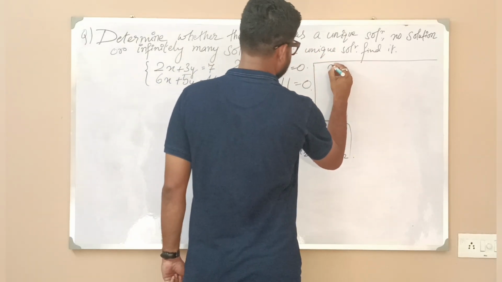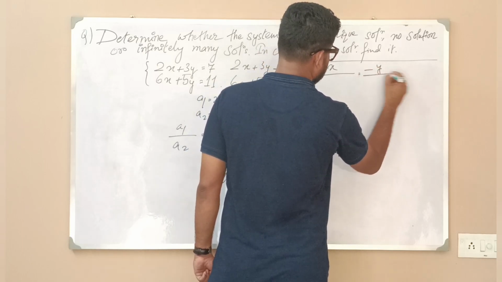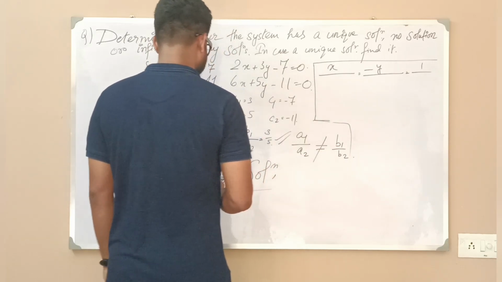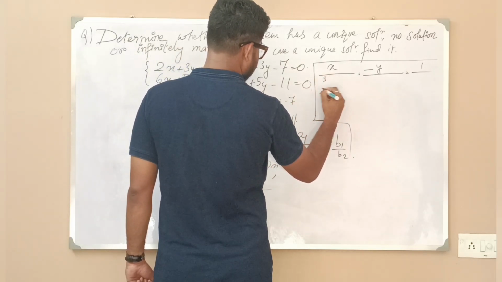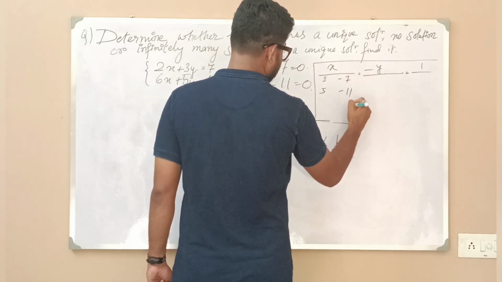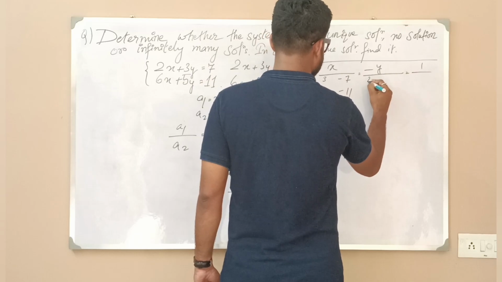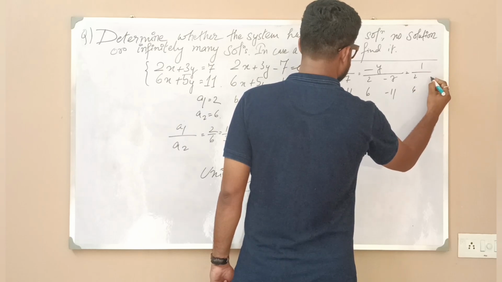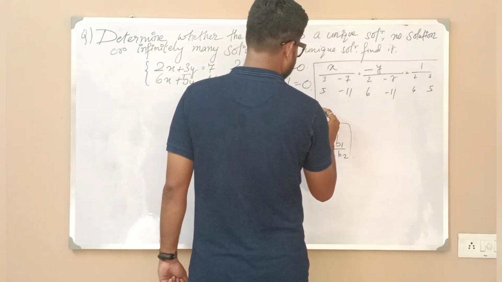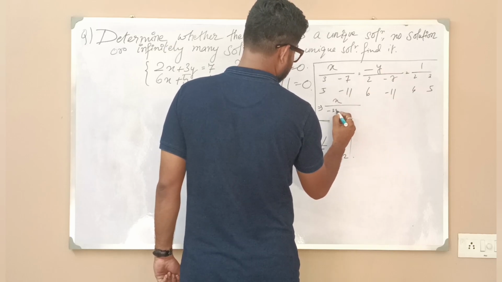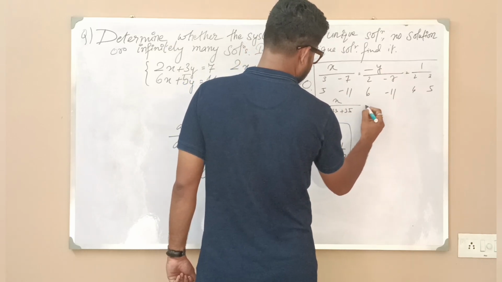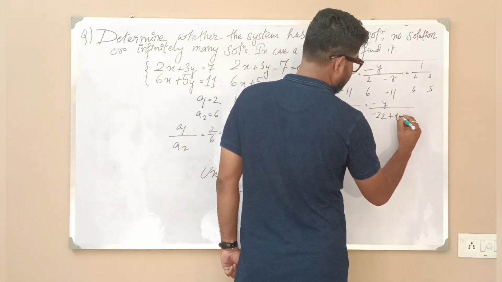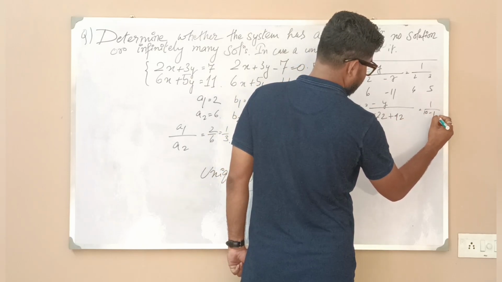So now we can write, over here you can write b1 b2. b1 is 3, 5, again minus 7, minus 11, again a1 is 2, 6, minus 7, minus 11, 2, 6, 3, 5. So x by minus 33 plus 35 equals to minus y by minus 22 plus 42 equals to 1 by 10 minus 18.